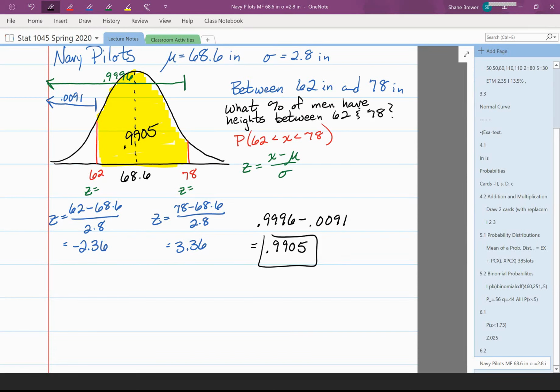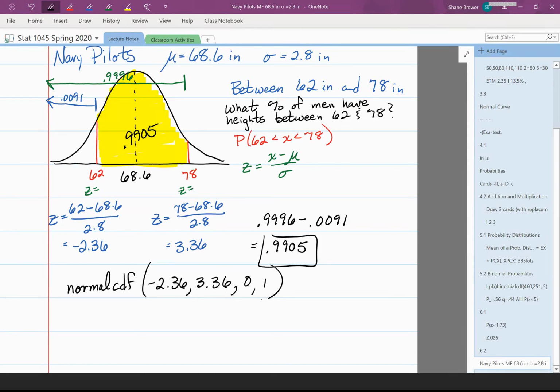Let me just mention this as well. Of course, you can find the area using your calculator. I think it was the normal CDF. And your left boundary in this case would be, again, as a z-score. This is why you're converting to z-scores. That, comma, that. Do not use the 62 and 78. If you do it like that, then you'll find the area. Okay, so that's what you're going to see.